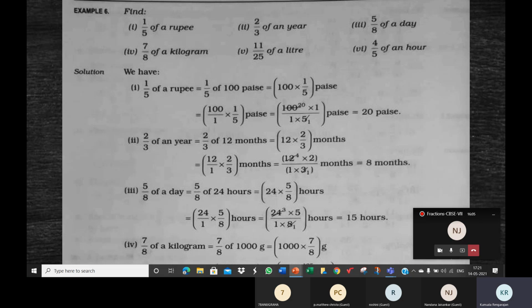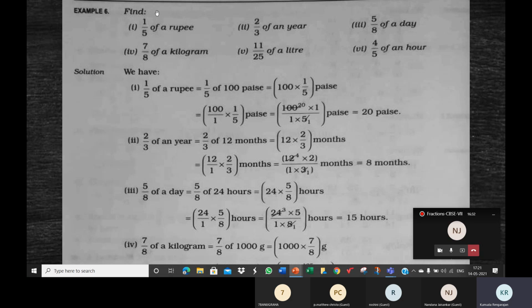All right, children. In today's class, we shall understand the meaning of the OF operator in mathematics. Can you see it here? Find 1 by 5, or 1/5, of a rupee. This is called the OF operator.